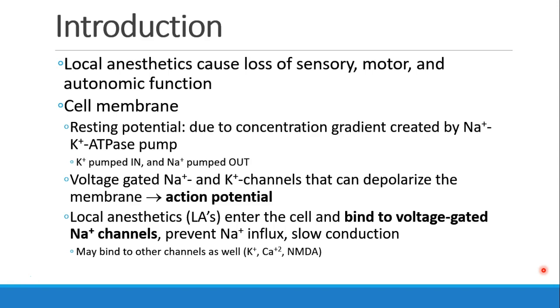There are voltage-gated sodium and potassium channels which can depolarize the membrane and lead to an action potential. Local anesthetics are believed to enter the cell and then bind to these voltage-gated sodium channels. In this way, they prevent sodium from influxing into the cell, and they slow conduction of the action potential. There may be other mechanisms of action, with local anesthetics binding to potassium or calcium or NMDA receptors, but our primary focus is going to be sodium channels.